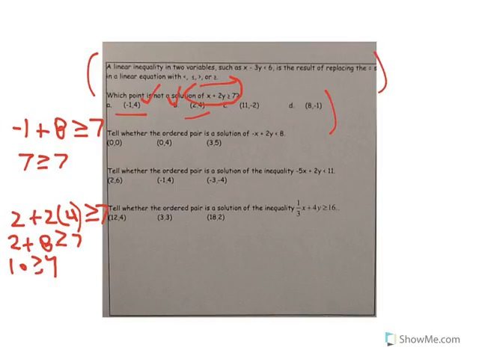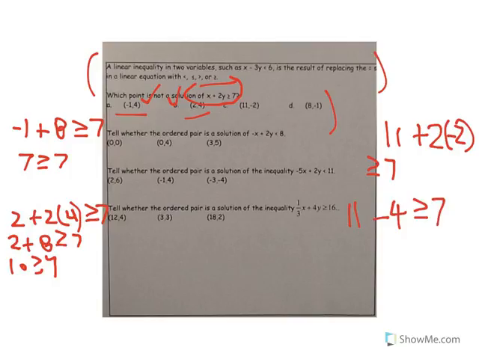Now let's try 11 and -2. Is 11 plus 2 times -2 going to be greater than or equal to 7? Let's see. 2 times -2 is -4, so this is 11 minus 4. Is that greater than or equal to 7? Yes, it is, because this is 7, which is greater than or equal to 7. So this is also a solution.